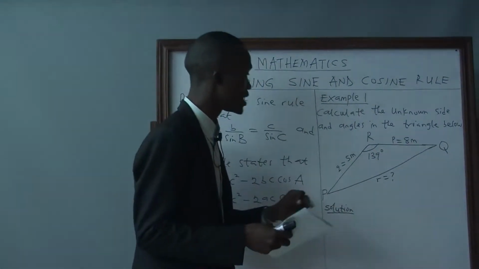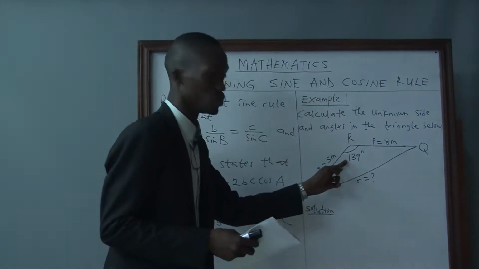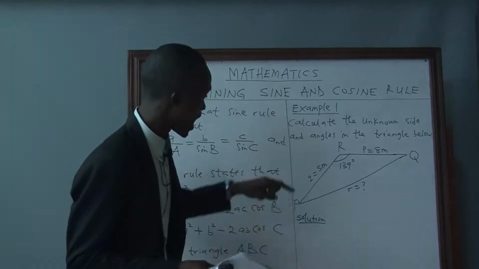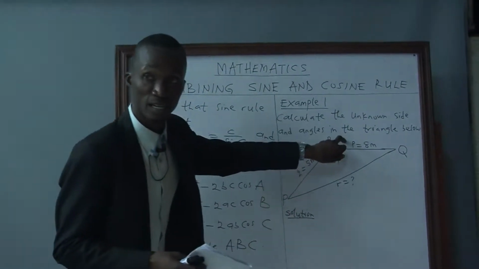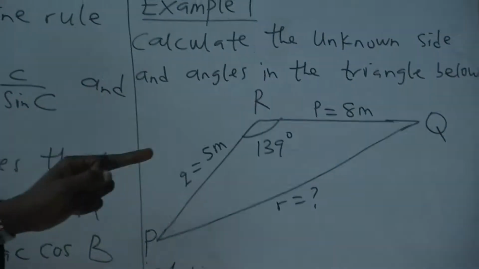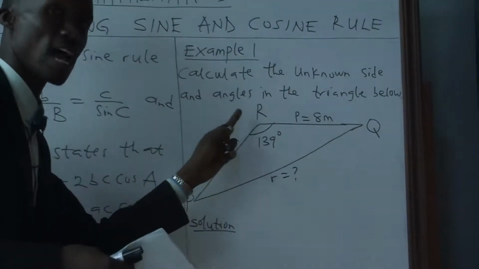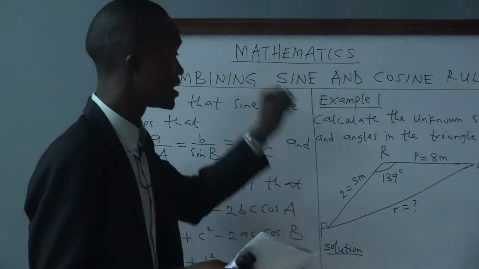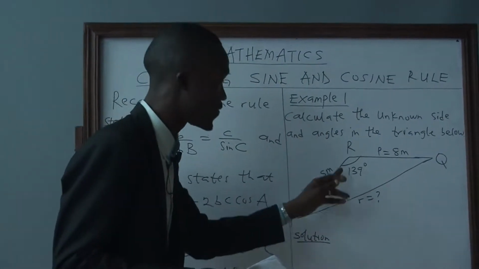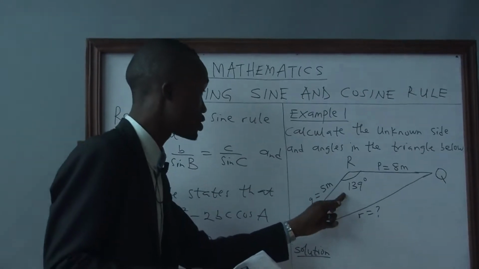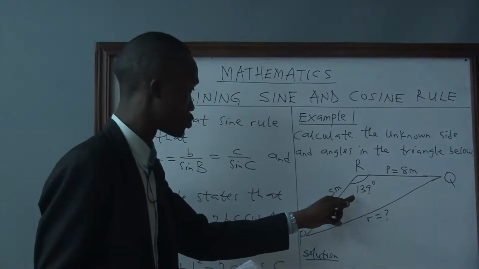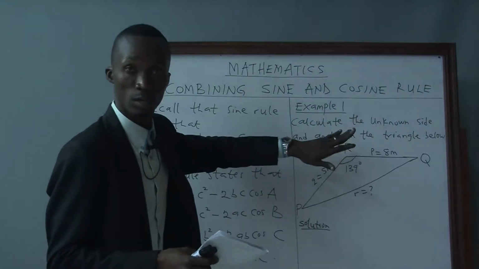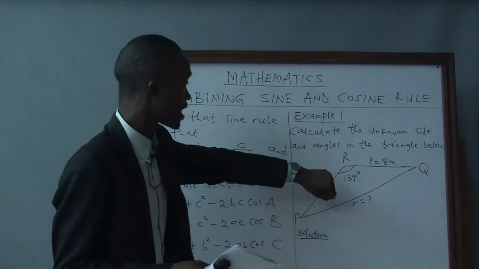So from this triangle that we have here, if you look at this angle, it is more than 90 degrees. We have 139 degrees, and we are given this side and this side. If you relate this to cosine rule, we notice that we are given two sides and the angle between them. So the best rule to use here that will give us the answer is cosine rule. Sine rule will fail here because this triangle does not satisfy the two conditions required before using sine rule.